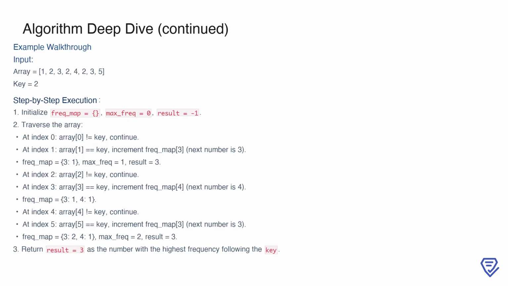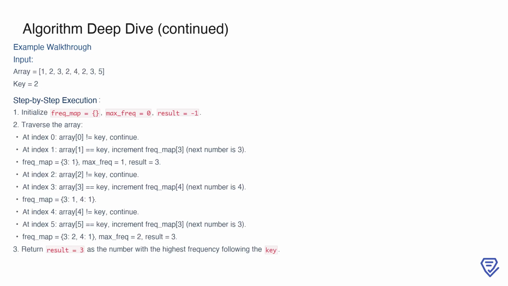We update the frequency map to 3, 1, set max_frequency to 1, and update result to 3. Continuing, we find another key at index 3, with the next number being 4. The frequency map now becomes 3, 1, 4, 1. Later, at index 5, we encounter the key again, and the next number is 3. This updates the frequency map to 3, 2, 4, 1, with max_frequency updated to 2 and result remaining 3.